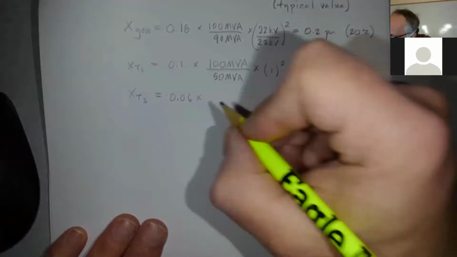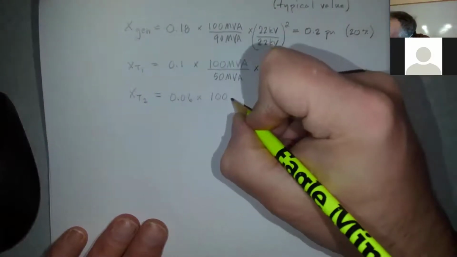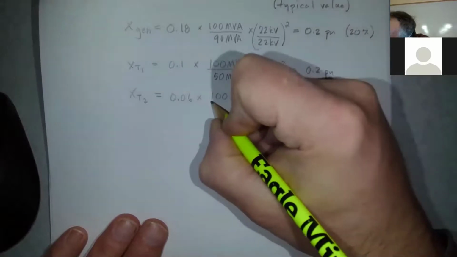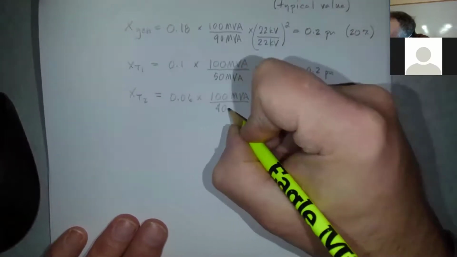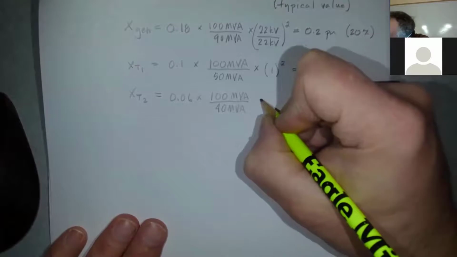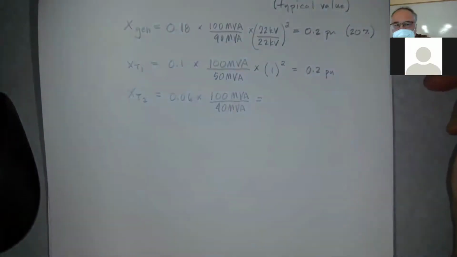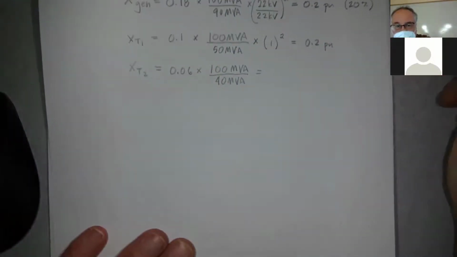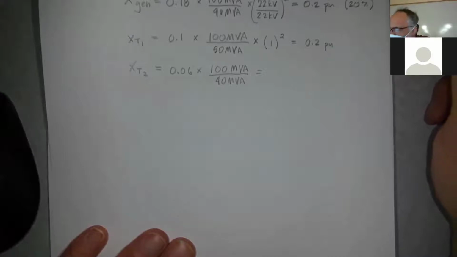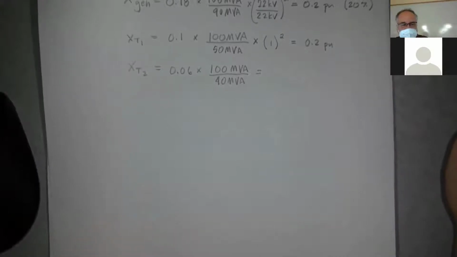Okay, and 100 on the top, 40 on the bottom, you said? Okay. And 1 squared, we don't have to worry about that because the voltage is the same, right? 22 kV and 22 kV. 220 to 11, but we're not changing the 220 or the 11. We don't have a different voltage, right? So yeah, I agree with you.